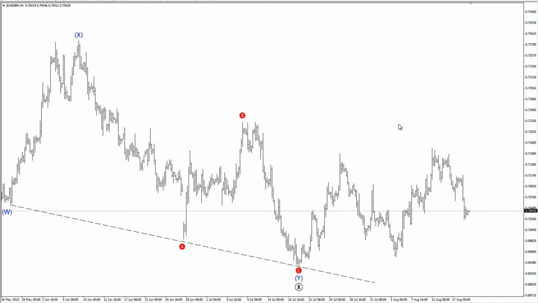That has been quite strong support and resistance area recently. I wouldn't trade Euro Pound at this point since there is no clear indication on the trend direction. We need to first have something solid before we can trade this pair.